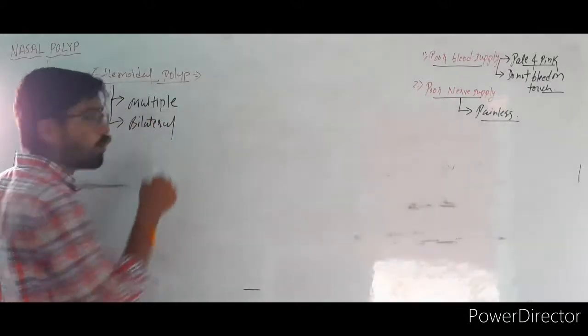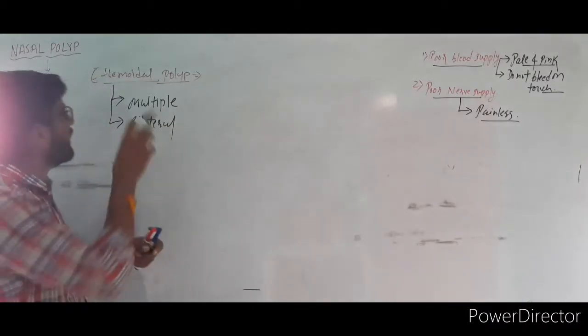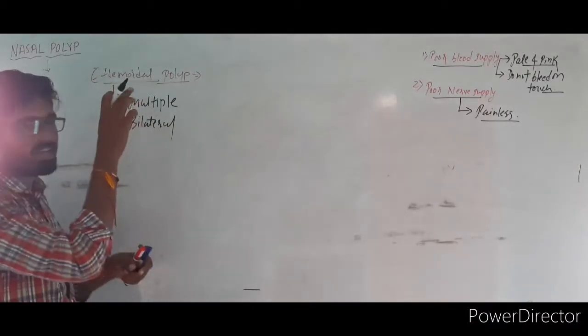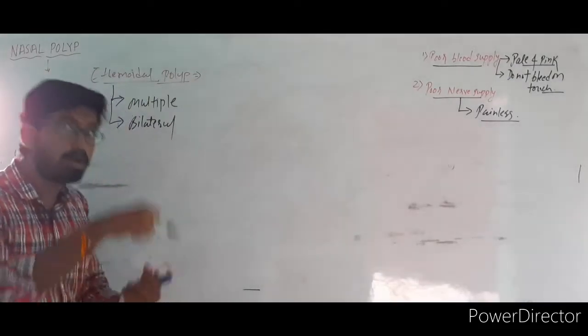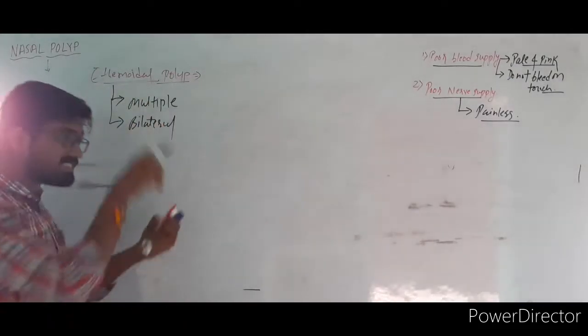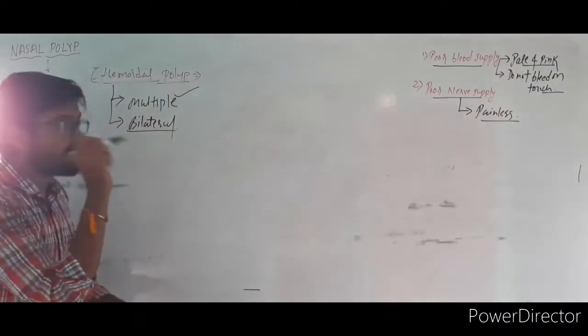Can you tell me the cause why it's multiple? Because you know there are some cells. In the ethmoid there are a number of cells present, and each cell can produce one polyp. That's why it's multiple. And why is it bilateral in the ethmoid polyp?